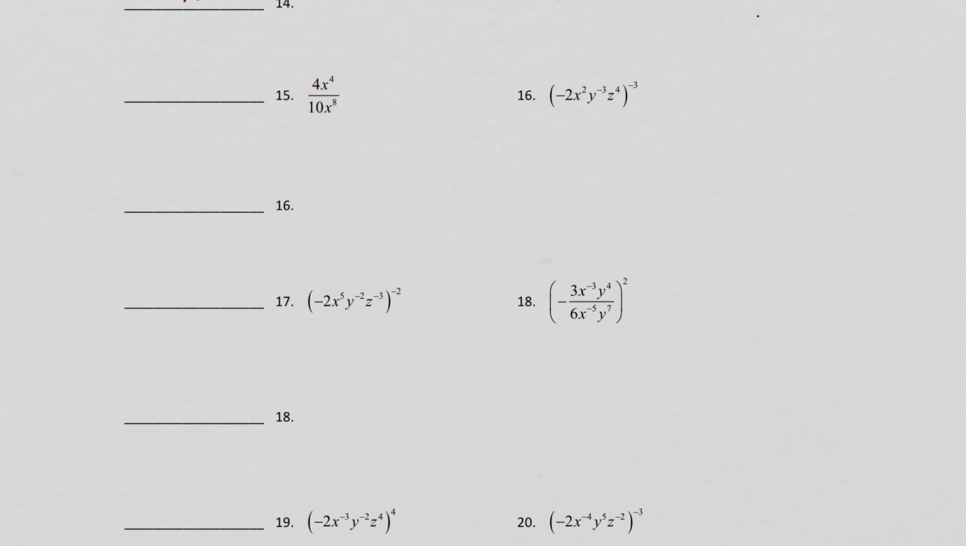So I'm going to cancel. Well, this becomes a 2 and a 5. So now we have 2 over 5. And 8 minus 4 is 4. So we have x to the 4 on the bottom.